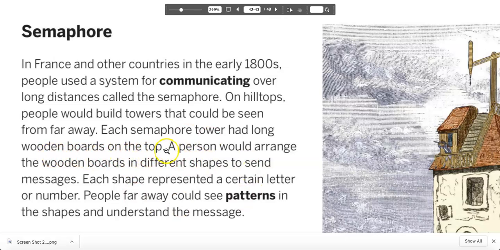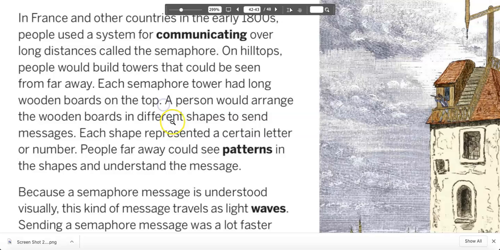I'm coming up to some key information that you're going to need to know for your assignment. A person would arrange the wooden boards in different shapes to send messages. Each shape represented a certain letter or number. People far away could see patterns in the shapes and understand the messages. So whereas we use letters and numbers in text messages on the phone, they actually had to arrange these wooden boards to create the letters and numbers that they needed to send messages.